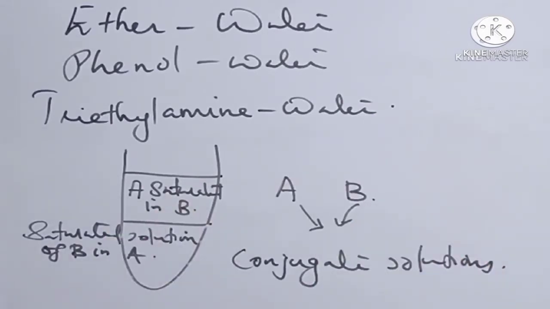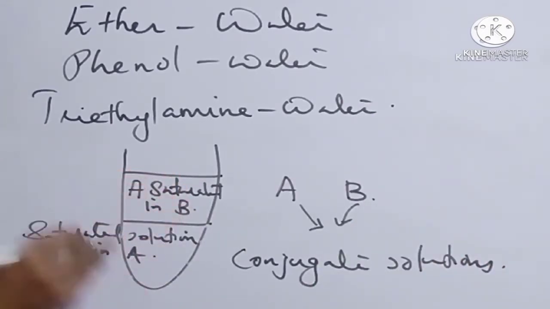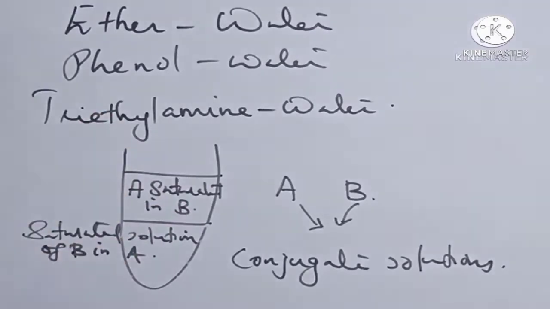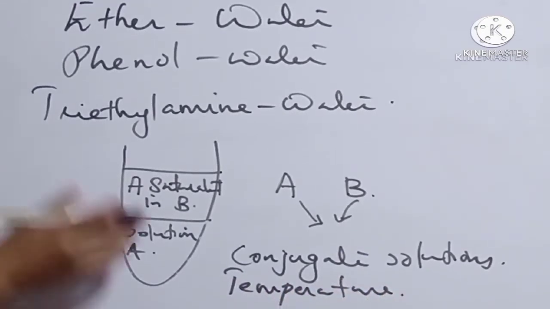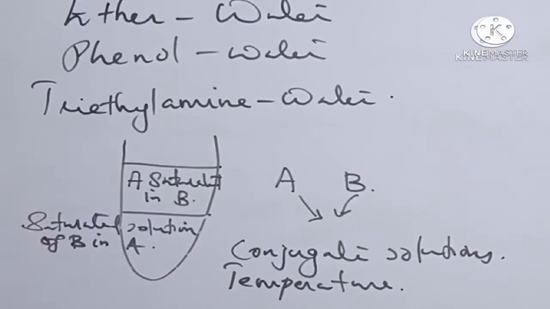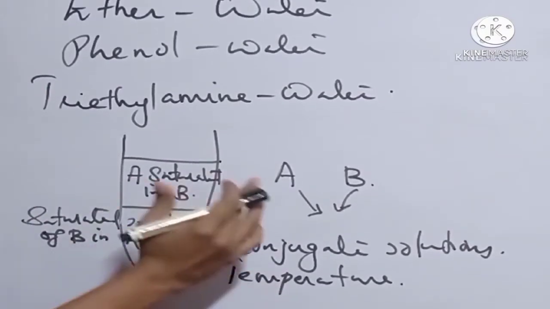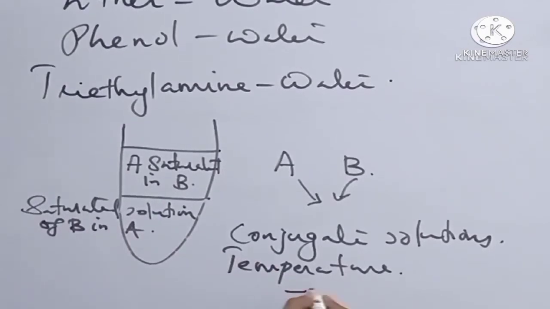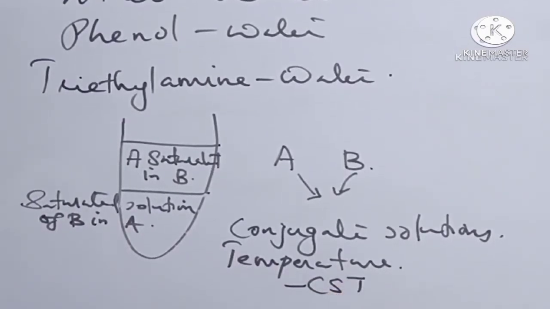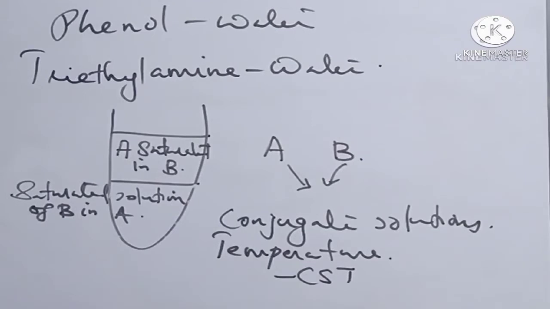Conjugate solutions. And the miscibility of these two liquids always depends on the temperature of the system. At a particular temperature, partially miscible liquids become completely miscible, and that temperature is known as critical solution temperature or CST. We can also call it the consolute temperature.